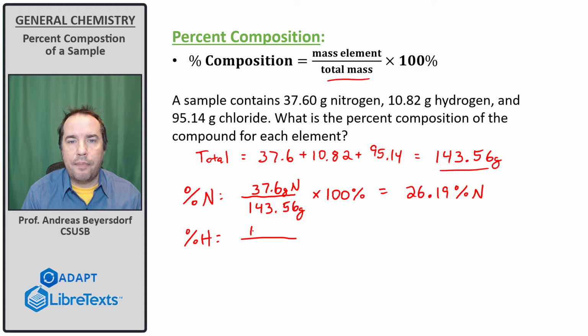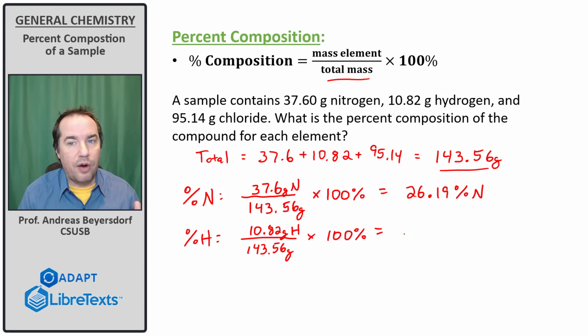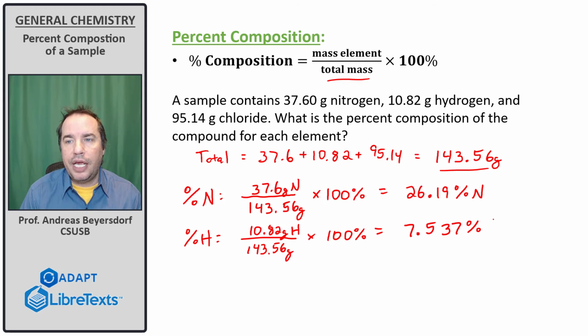We can do the same thing for the hydrogen. So now it's 10.82 grams hydrogen. We have the same denominator. The denominator always has to be the same for all of these because the total is the same no matter which element we're talking about. And so this gets us 7.537%. I'm including 4 sig figs because I start off with 4 significant figures.